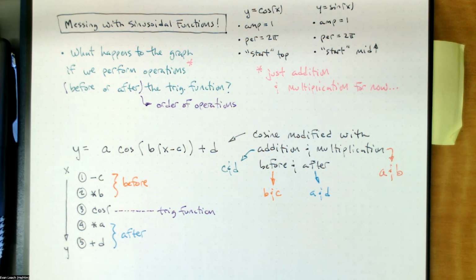There are other things that we could do. I could use like a square root. I could have a square root before or a square root after. I could even square things before or square things after, but we're not worried about those right now. Let's get these four. These are the first four that we start with.